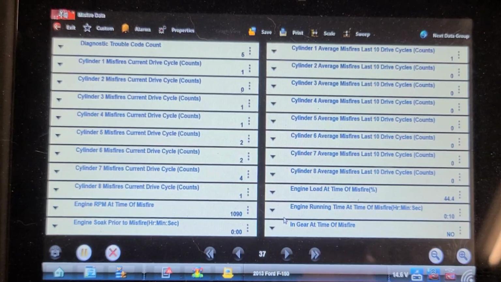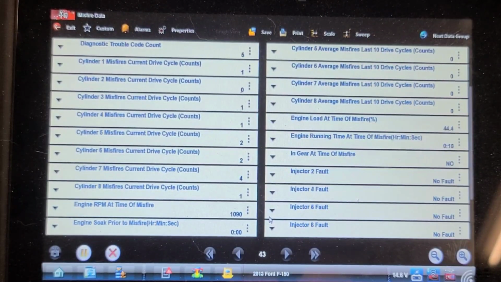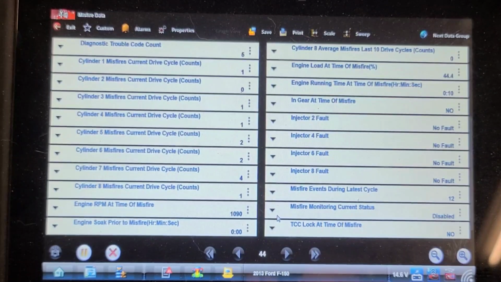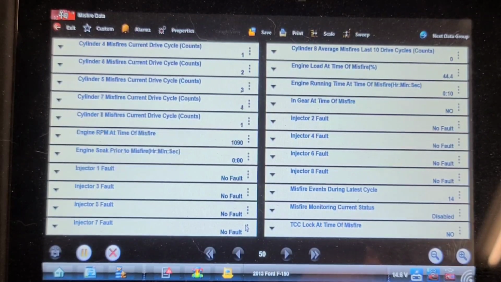So I decided before I cleared the codes that I would look at the misfire counters. It's showing misfires on cylinders 3, 4, 5, and 7. This last drive cycle, it says a total of 10 misfires. Misfire events during latest cycle, is it counting 14? I see 14, because it is stumbling a bit. That's probably why the catalyst efficiency code is being generated. Probably the catalyst is contaminated now.